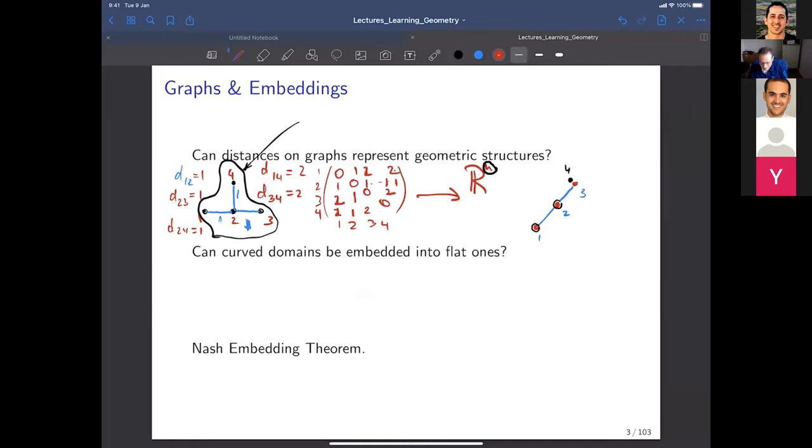Let's think about a sphere. Okay, so I have a sphere, the Earth, embedded. Let me try to do it a little bit nicer. So I have the sphere embedded in R^3. This would be the equator, this is the North Pole, and this is the South Pole. And this is where Israel is, etc. And now I'm asking the following question. Let's take the following four points on the sphere: the North Pole, the South Pole, one point on the equator, and another point exactly on the other side of the equator.